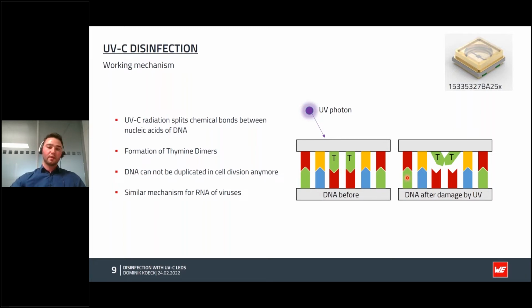And a similar process also happens for the RNA of viruses, because as you know, viruses have just a single strand, not the double strand like the DNA. But basically, it's a similar process.